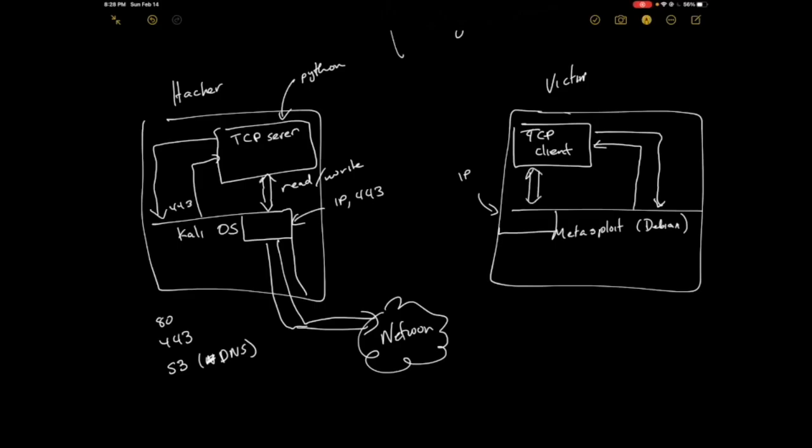So then here we go ahead and we'll read and write to this socket, and that will let us reach out to the IP address associated with our TCP server and the socket 443. So it looks like we're just communicating over HTTPS.